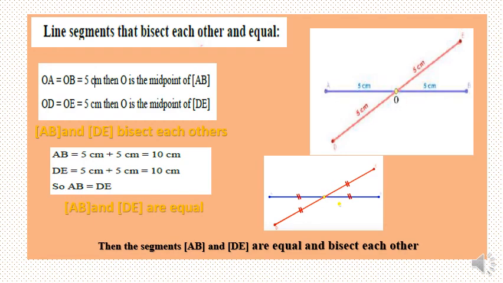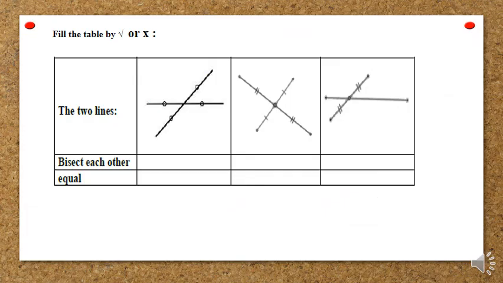Okay, so let's make an application on the diagonals. Look, what can you say about these two diagonals? They have the same codes, so they bisect each other. Are they equal? If this one is 4, absolutely this one is 4, and this one is 4, and this one is 4. They are equal in length.